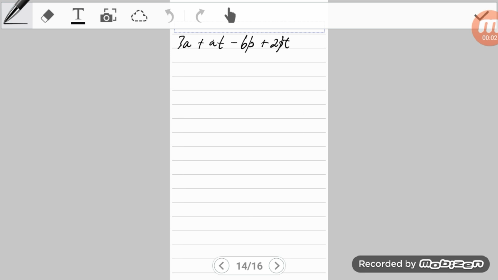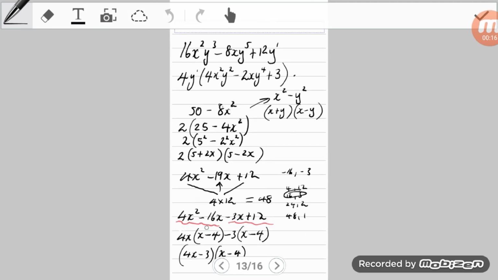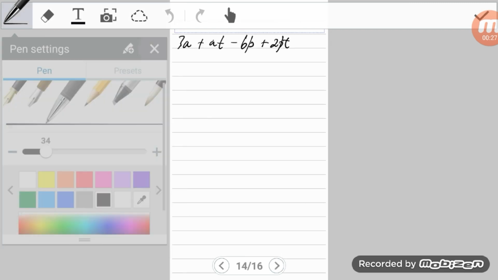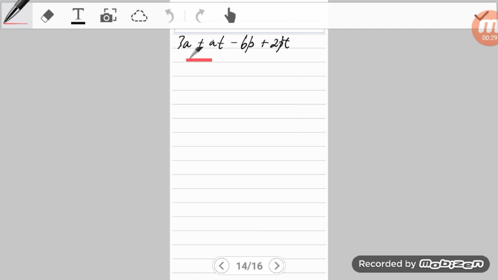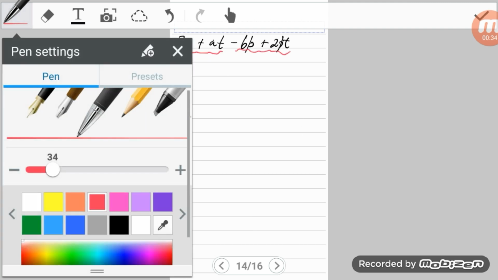The next problem that we're going to be looking at here, guys, is 3a plus at minus 6b plus 2pt. This is basically factoring by grouping, similar to what we did in this line over here. It's the same thing, except that we're dealing with different variables, so it's the same procedure. We're just going to be grouping this into twos, factoring the first two, factoring the second two, and seeing what the common factor is going to be.